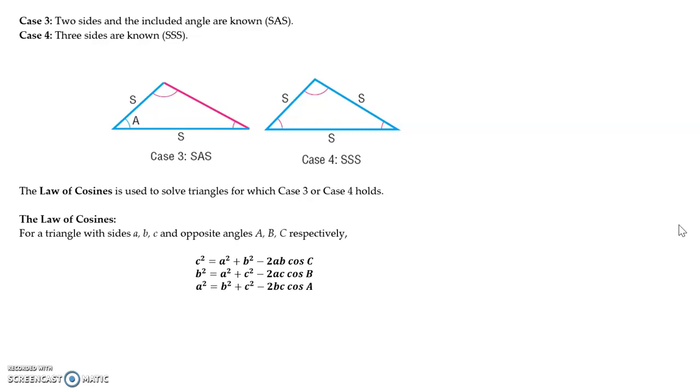I tend to use the one that's listed on top. So the formula we're going to be using is c squared equals a squared plus b squared minus 2ab cosine of c. Let's go ahead and take a look at a couple problems that use the law of cosines.